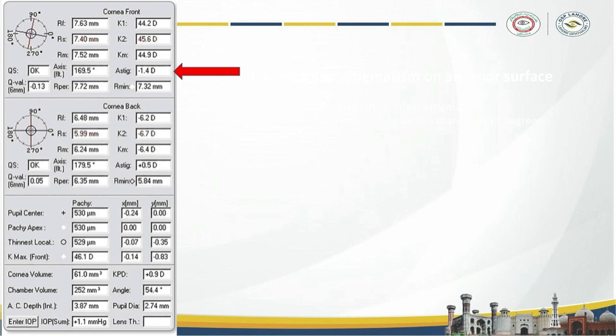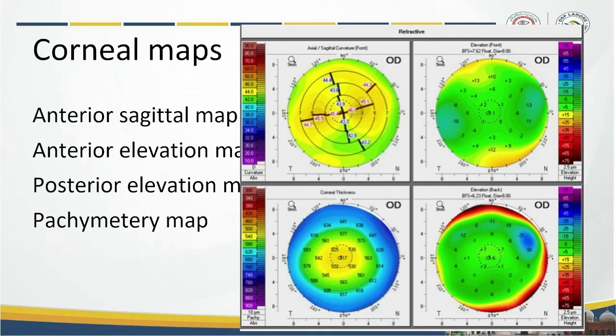This is the astigmatism of the front surface of the cornea. We'll see a printout later on. This is the pupillary center. A plus sign on the map signifies the center of the pupil, which is the vertex of the pupil actually. And this zero sign, shown as white, is the apex of the cornea. Sorry, the thinnest part is shown by this black circle. These are some of the other values: the pupillary diameter, 2.74 millimeters. It also measures the pupillary diameter.